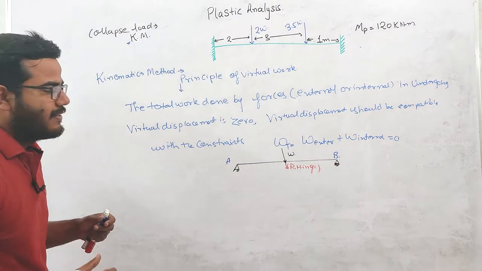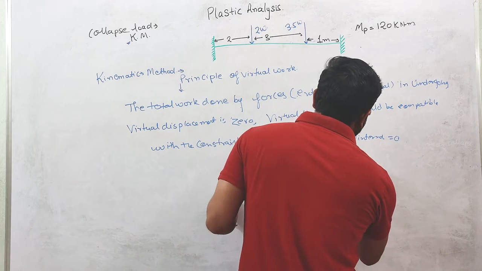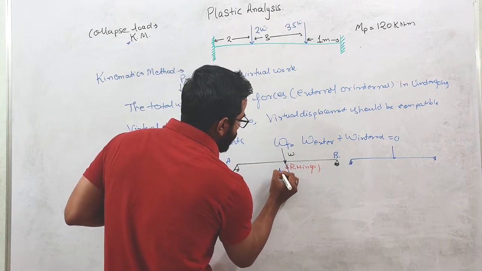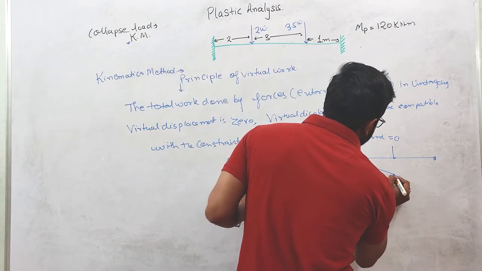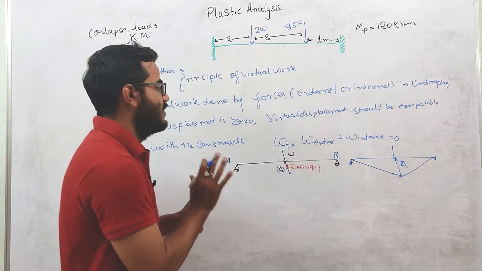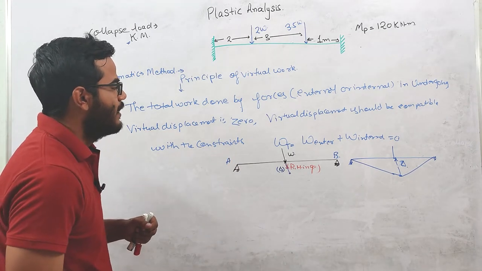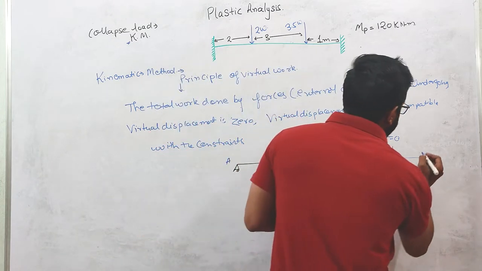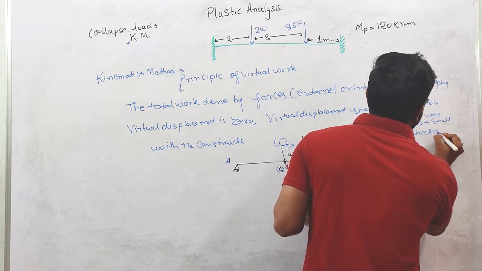At the start of the collapse, we are giving a virtual displacement of delta at this point. This virtual displacement delta will not induce any reaction in this beam. It is also applied in such a way that the direction of the load should not change. So this delta should be very small, and the direction of the load should not change.